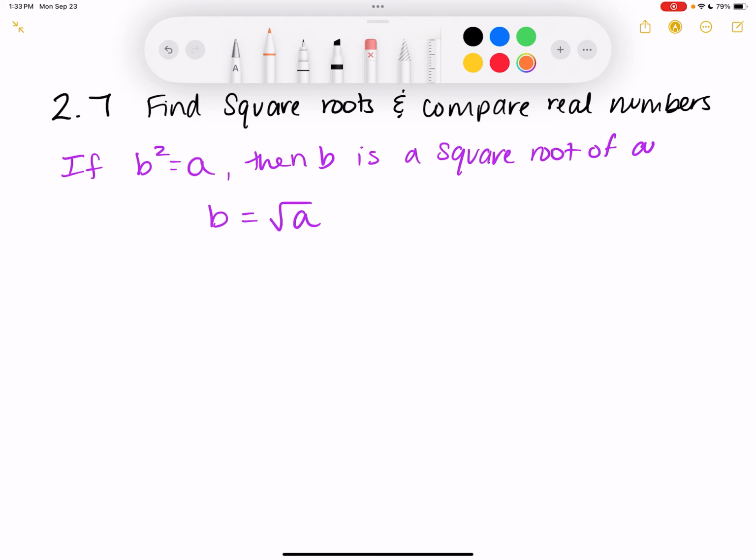If I have a square root of a, this part of it is the radical symbol. And whatever is inside of it is called a radicand. I love square roots.